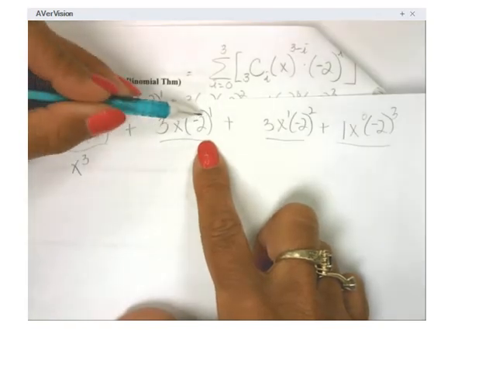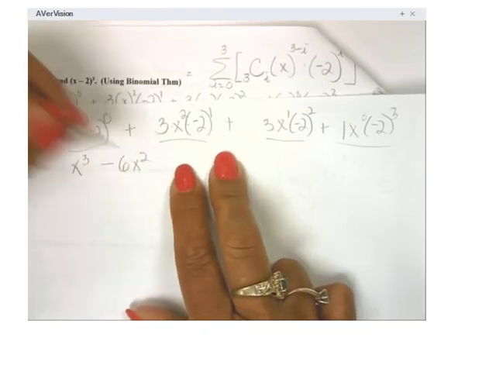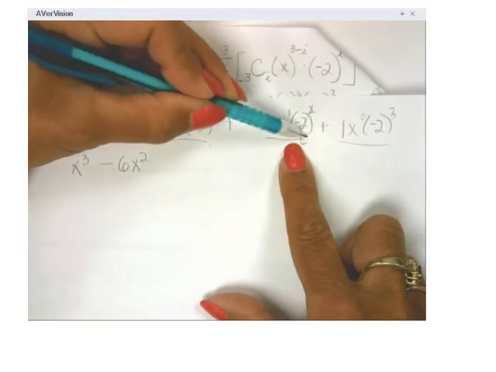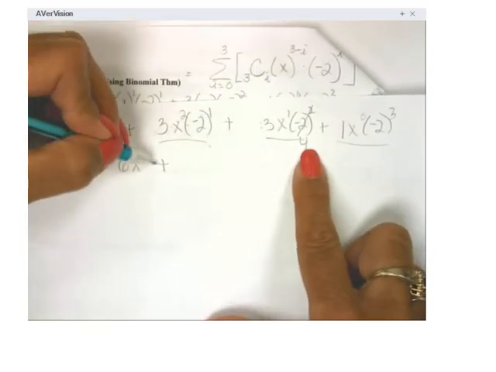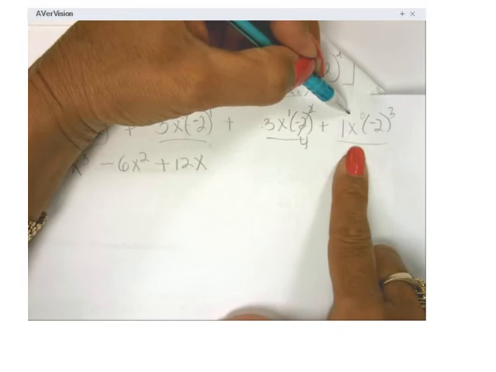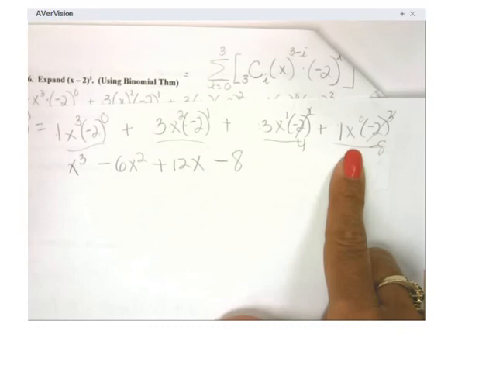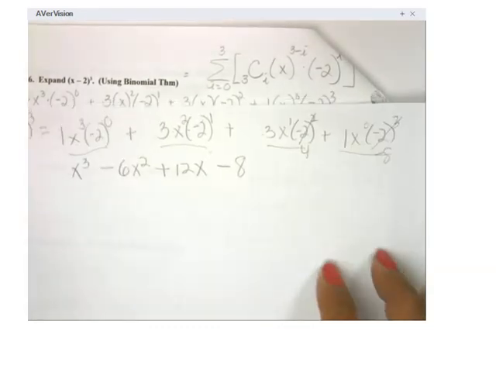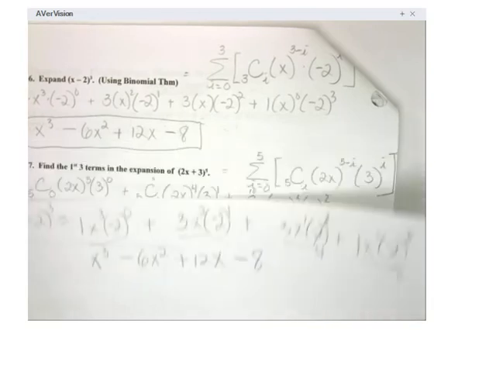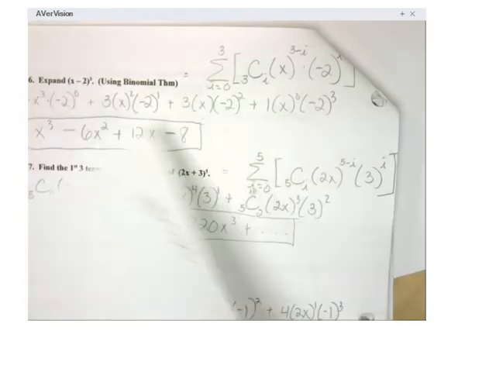So I have 1 times x cubed times, this is 1, so I have x cubed. Here I have 3 times x squared times negative 2. You must multiply those out. These coefficients multiply together, negative 6x squared. Next one, 3 times x times, and this is 4. And 3 times 4 is 12. And then my last term, 1 times 1 times negative 8, minus 8. And there's my expansion. I've also shown it here.